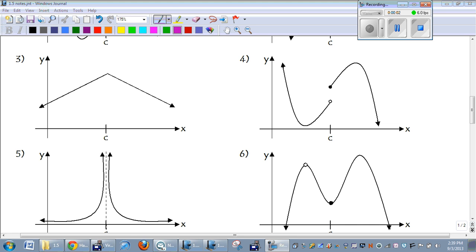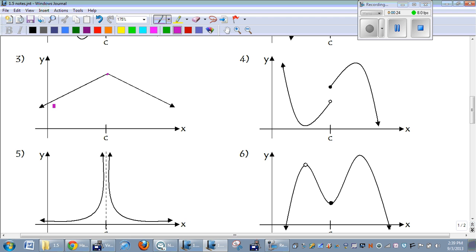Alright, let's take a look at number 3. Going through the list. First, does f of c exist? And hopefully you didn't take this graph the wrong way. There was a small little gap in there, but not meant to be. F of c does exist. There's a point right here, the vertex of that absolute value graph, that exists. So first thing, checked off the list.